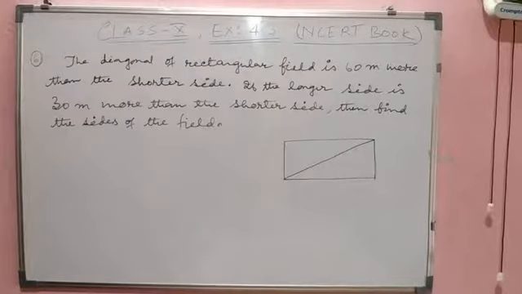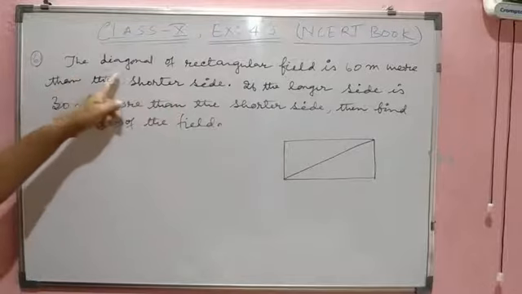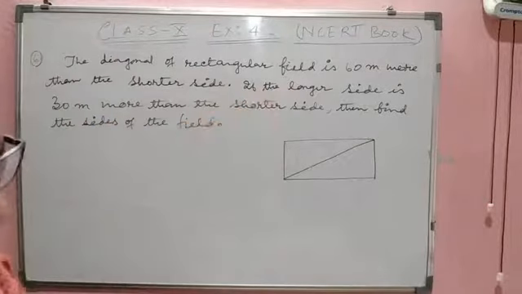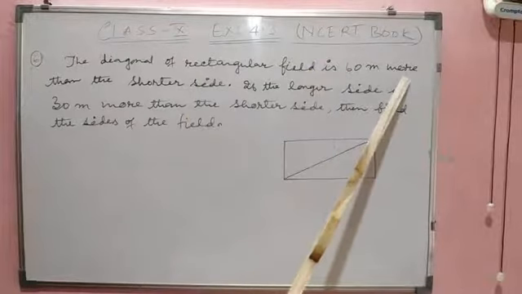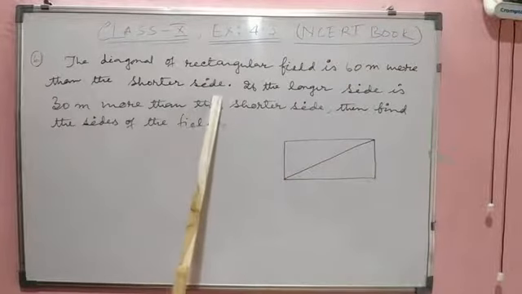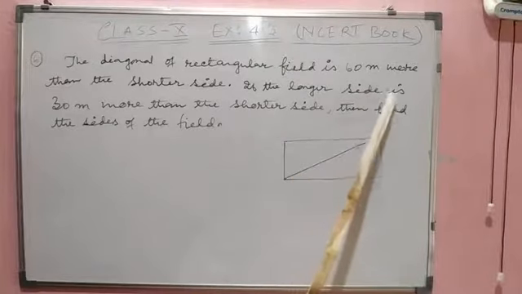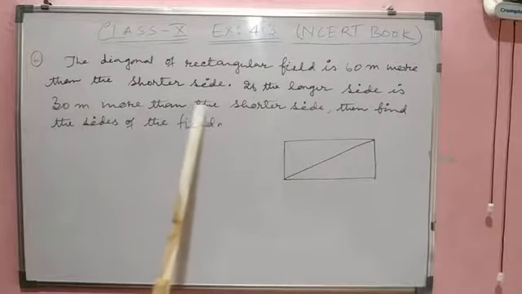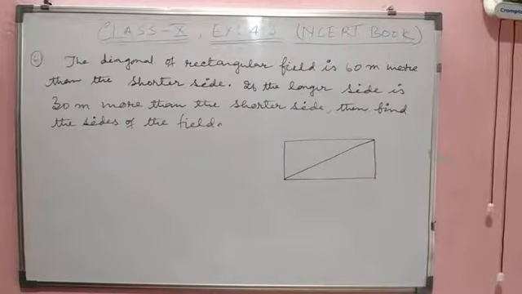Okay, now see question number 6 of our exercise 4.3. The diagonal of a rectangular field is 60 meter more than the shorter side. If the longer side is 30 meter more than the shorter side, find the sides of the field.